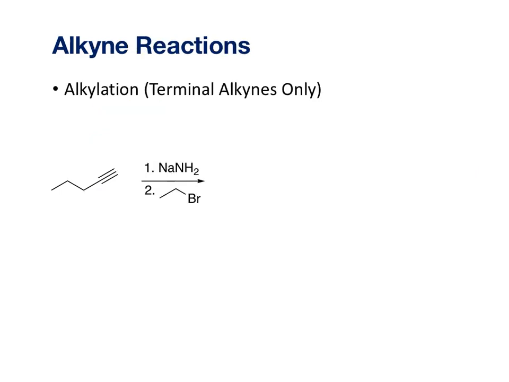The alkylation reactions are exclusive to terminal alkynes because you have to have this acidic hydrogen on the end to do this alkylation. So what happens is you first treat this with a base. You could use NaNH2. Sometimes you'll see sodium hydride used. But the base deprotonates the alkyne. And we get a negative charge here.